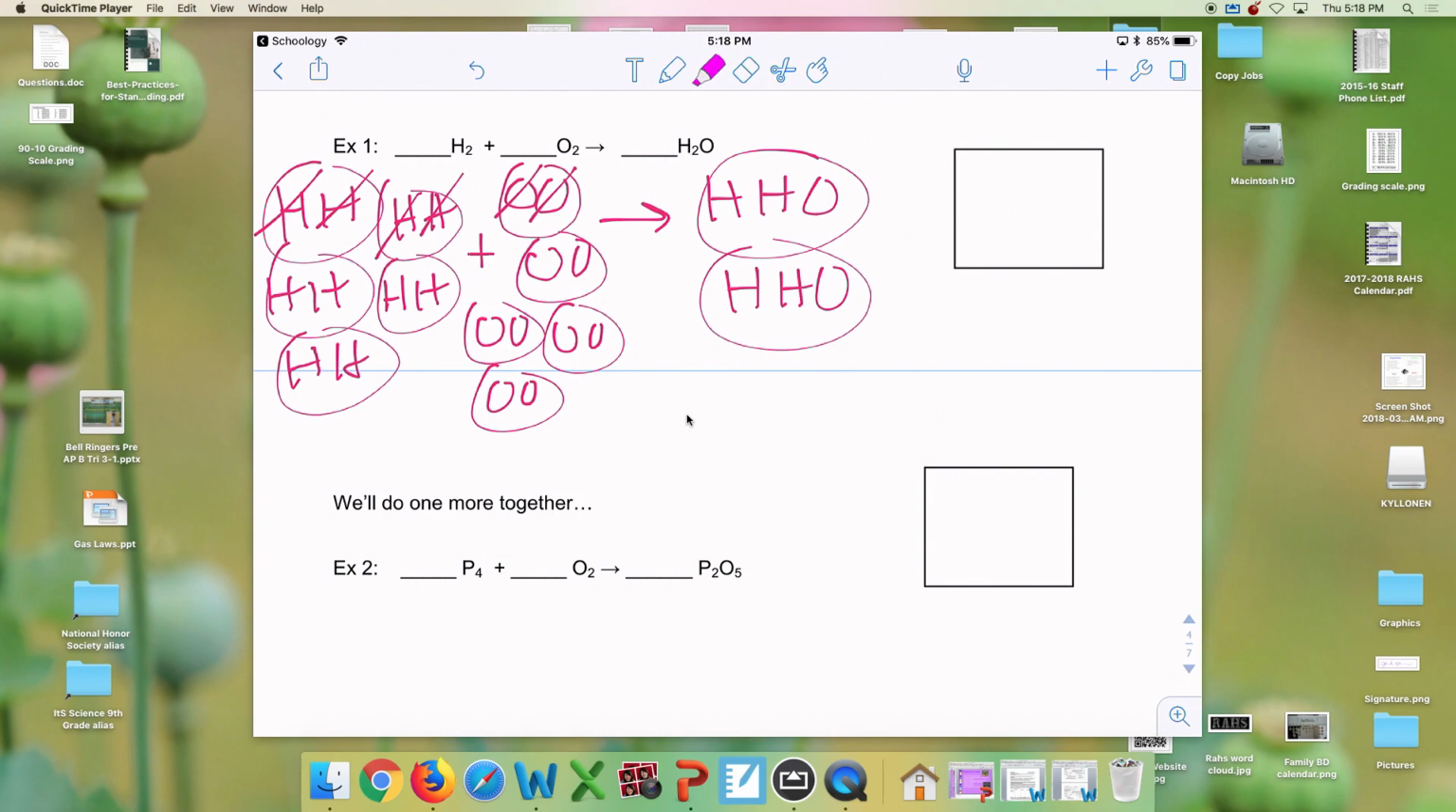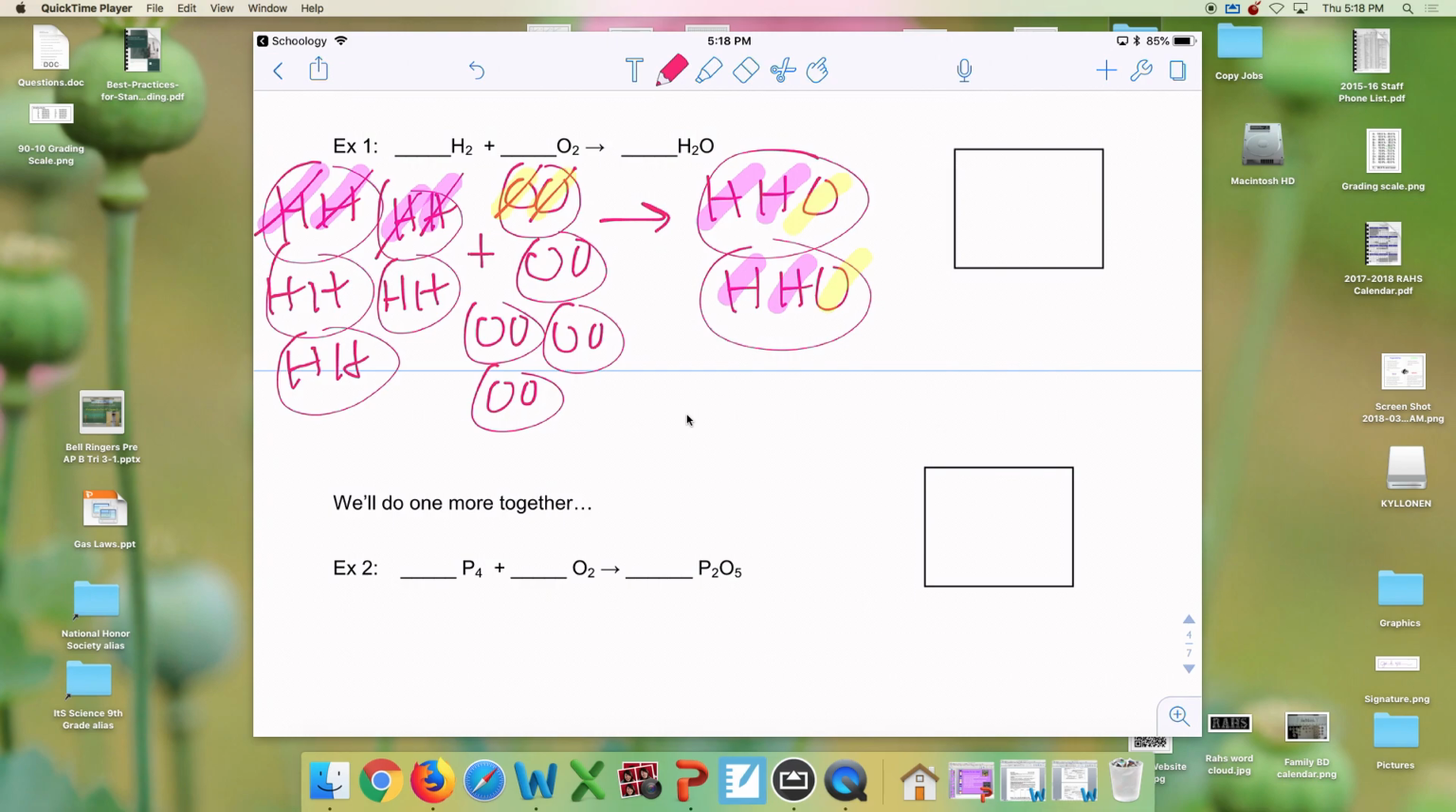And we can kind of check our work. So what we see is, look, 1, 2, 3, 4 H's were crossed off, and 1, 2, 3, 4 H's are on our product side. Then we can check to see, okay, I've got 2 oxygens crossed off and 1, 2 oxygens on my product side. So this is a way to check your work and see that the stuff we started with matches the stuff that we end with. It looks different and that's okay, but we have a balanced equation.